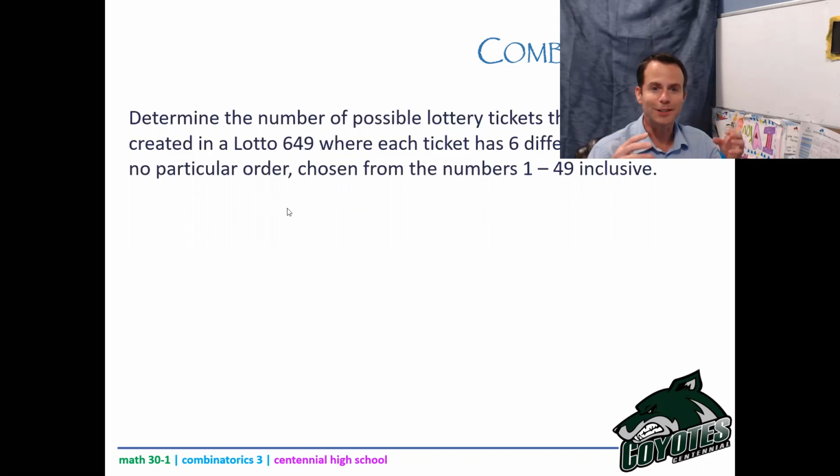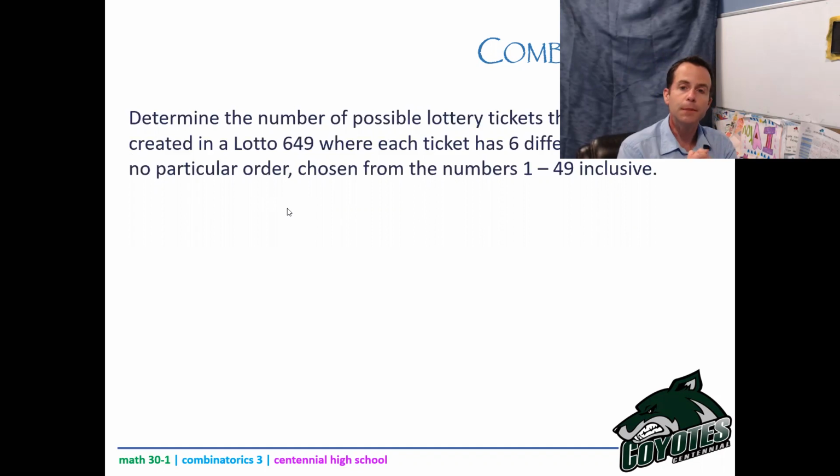When I was little, it used to be in like these big balls, and all these balls would be flying around in a big air bubble type thing, and then the balls would pop out, and some guy dressed up in a bunch of glamoury, blingy suits would name off the numbers. Anyway, now it's all computer generated.